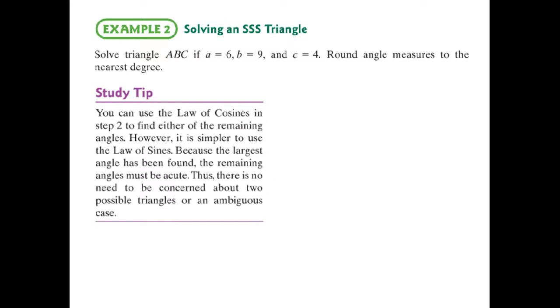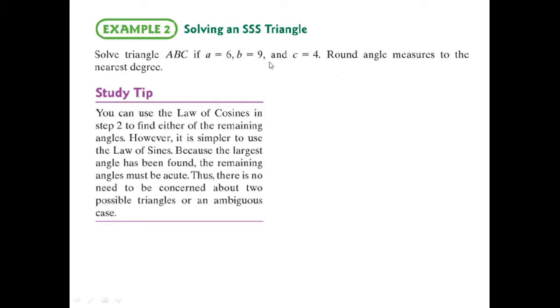All right, in actuality, here's the study tip, and it says the truth: you can use the law of cosines to find either of the remaining angles in step 2 instead of the law of sines. And I would choose the law of sines because it's simpler. It's just a ratio, whereas the law of cosines is the big, ugly, nasty thing.